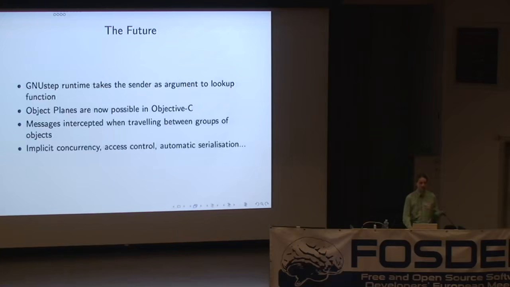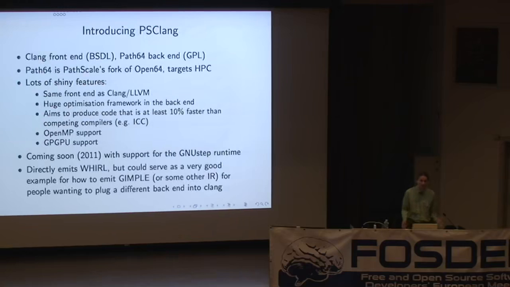So we can do things like implicit concurrency. Every time you send a message to any of the objects in this group, it's added to a message queue in a new thread. We can do access control, so we can say only objects in this set are allowed to access some methods, so we can do some sandboxing like that. We can do automatic serialization. It's pretty cool.